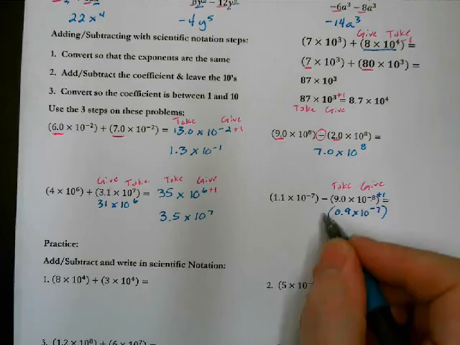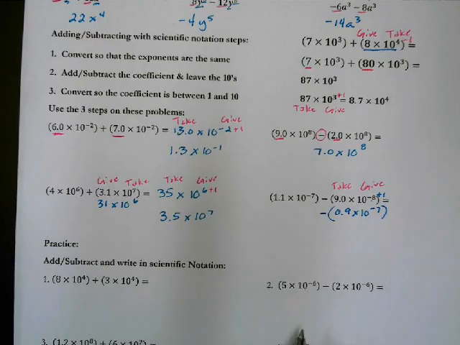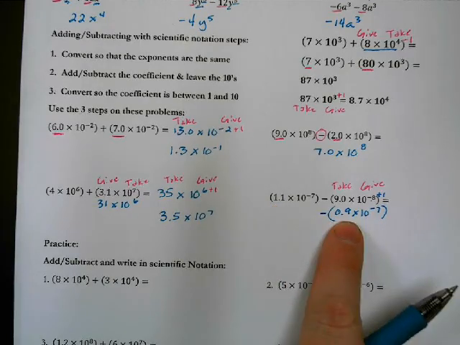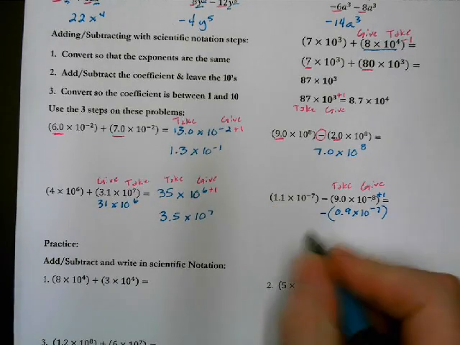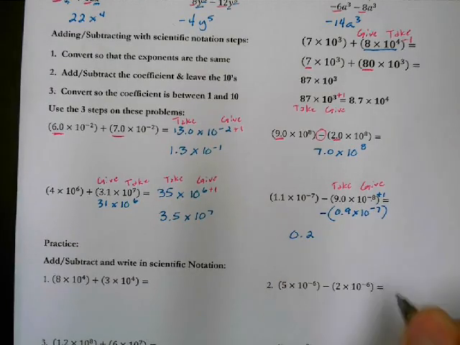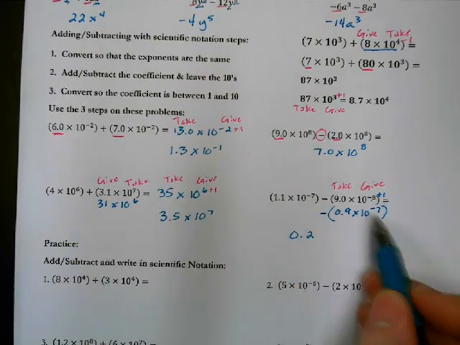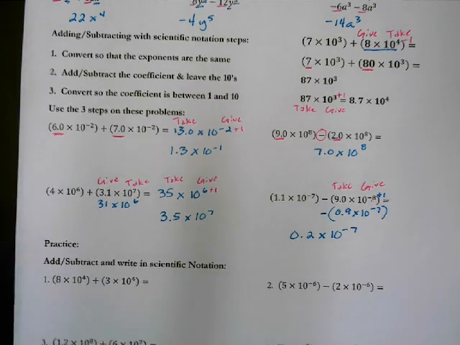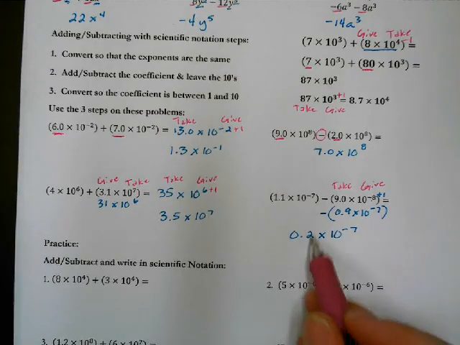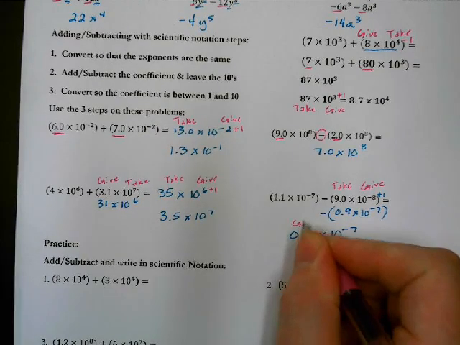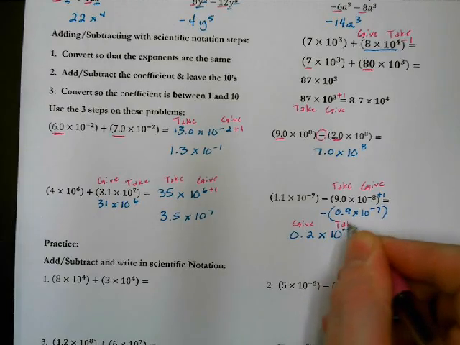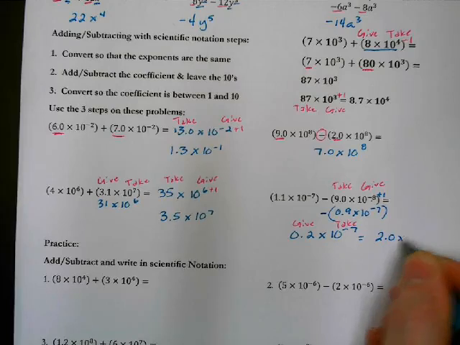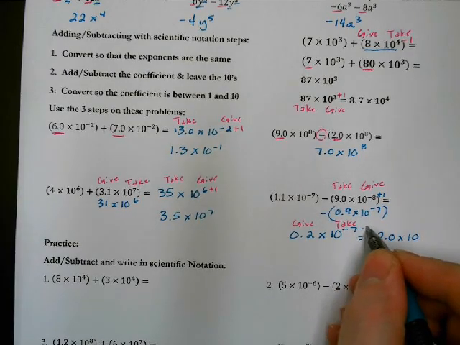And this is a subtraction problem. So if I've got 1.1 minus 0.9, that would be 0.2. They're both 10 to the negative 7th, because I made them that way. And there we go. But at this point, this is too small, so we need to give a power of 10 and take a power of 10. So the final answer would be 2.0 times 10. We're taking a power of 10 there, so that's going to be to the negative 8th power.